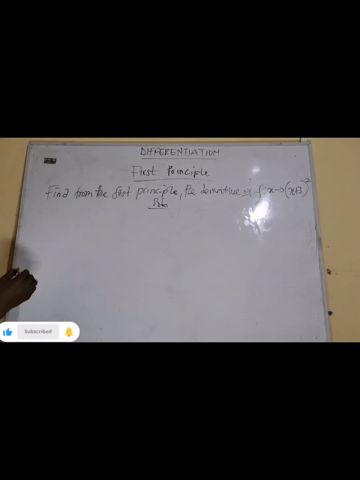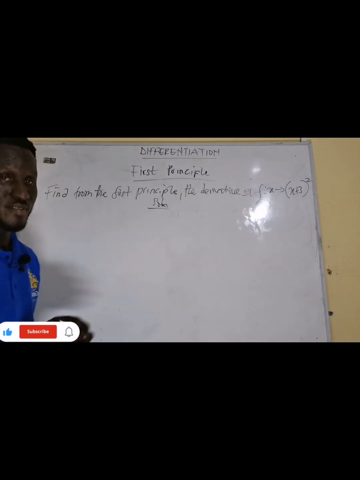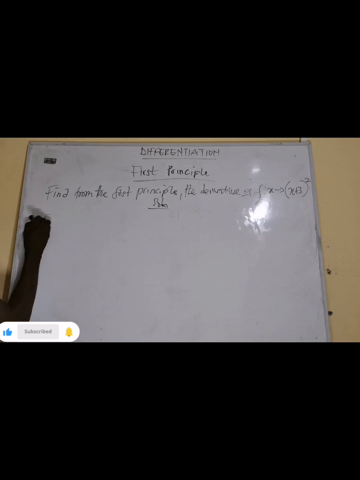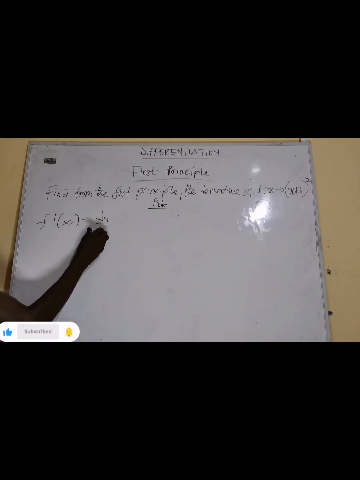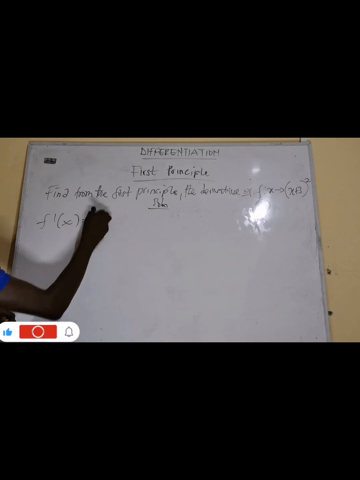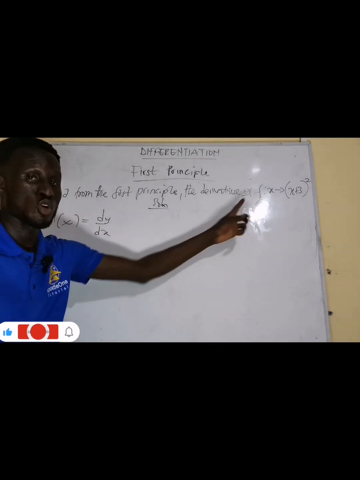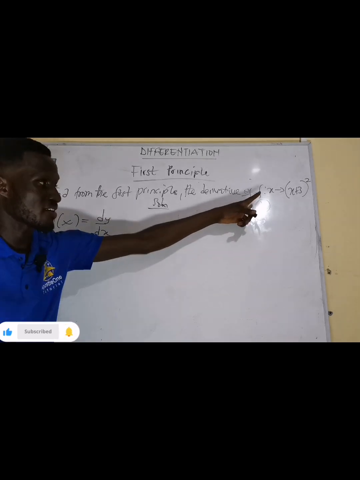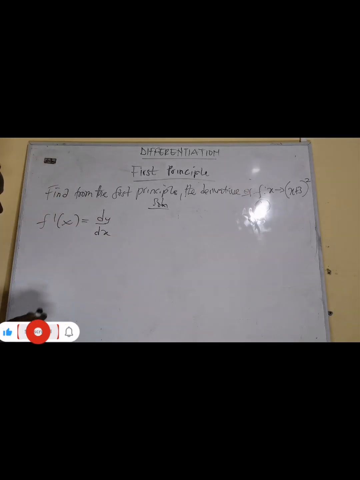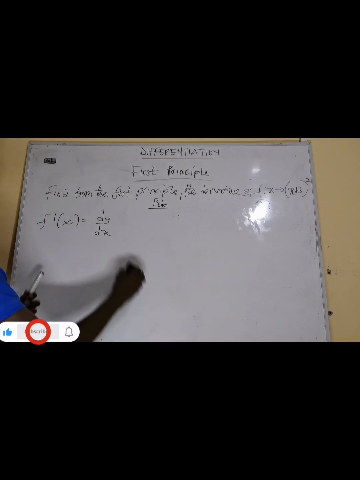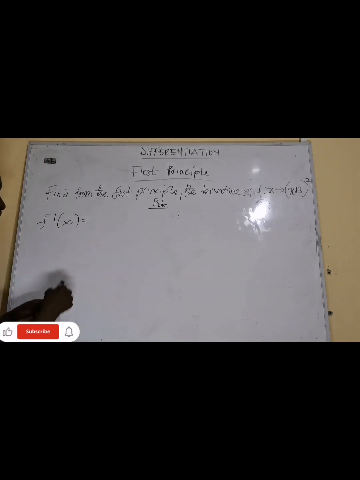Now from the first principle, we are looking for the derivative of f of x. That is, we are looking for f prime of x, which is the same as dy over dx. Don't forget, when it is written in the form of y, I'm going to use dy over dx, but when it is f, I'm going to use f prime. So you're looking for this one, which has a formula.